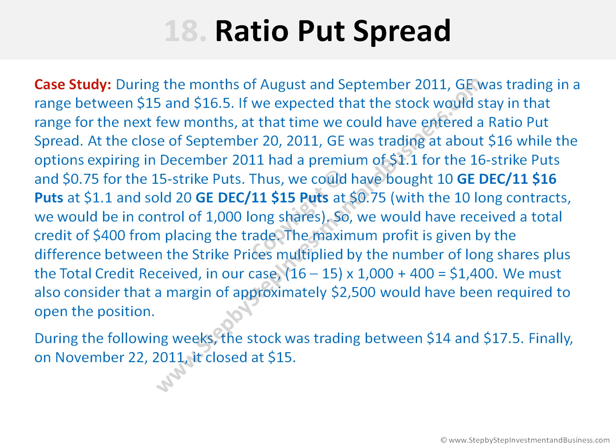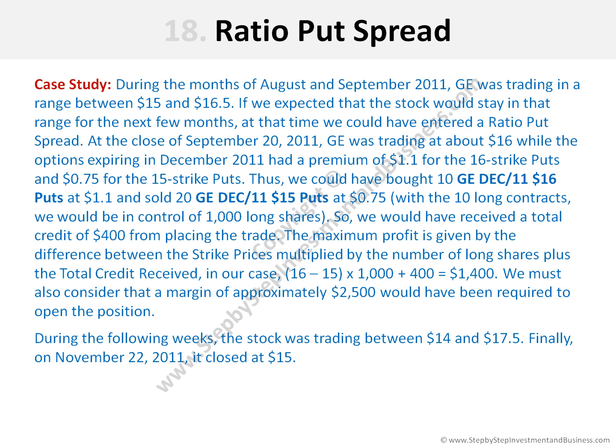At the close of September 20, 2011, General Electric was trading at about $16, while the options expiring in December 2011 had a premium of $1.1 for the 16 strike puts and 75 cents for the 15 strike puts. Thus, we could have bought 10 puts with a strike price of $16 and expiration in December 2011 at $1.1 and sold 20 puts with a strike price of $15 and same expiration at 75 cents. With the 10 long contracts, we would be in control of 1,000 long shares.